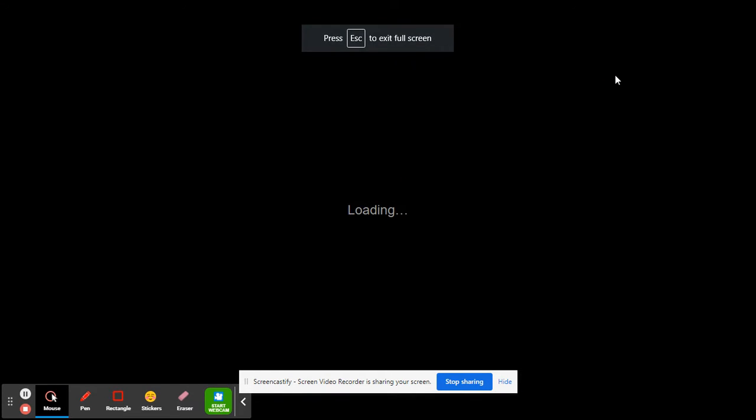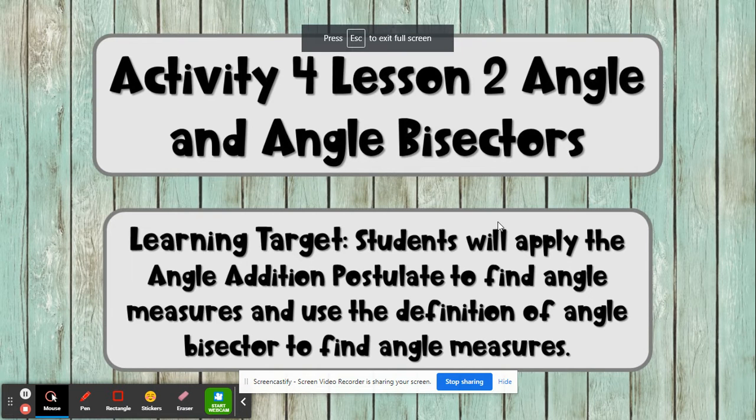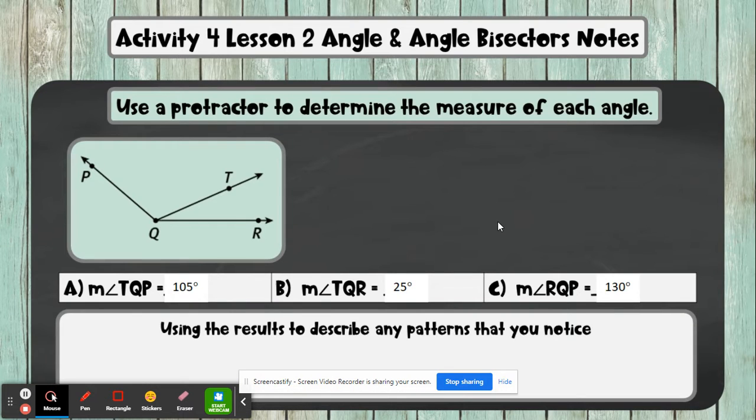All right, today we're going to start on Activity 4, Lesson 2, Angle and Angle Bisectors. We're going to apply the angle addition postulate to find angle measures and use the definition of angle bisector to find angle measures. Now, this is very similar to what we just got through with the segment addition postulate. If you have one smaller segment added on with another smaller segment, it's the whole segment. So we're going to look at the same thing here.